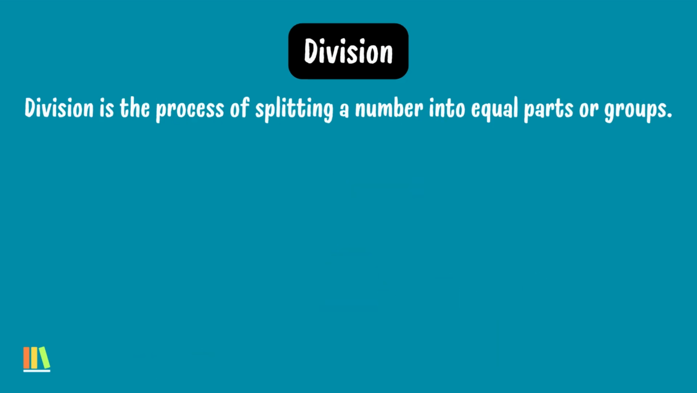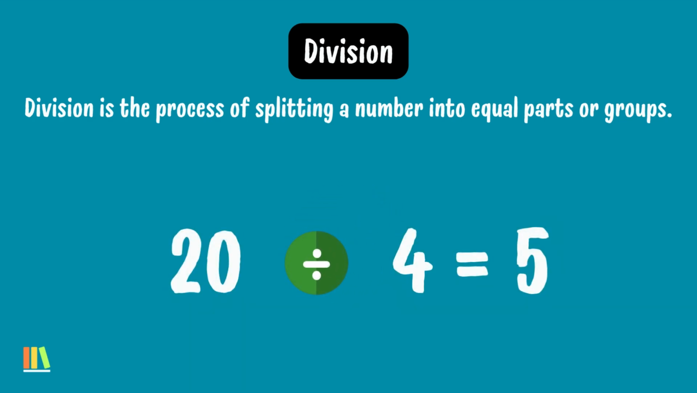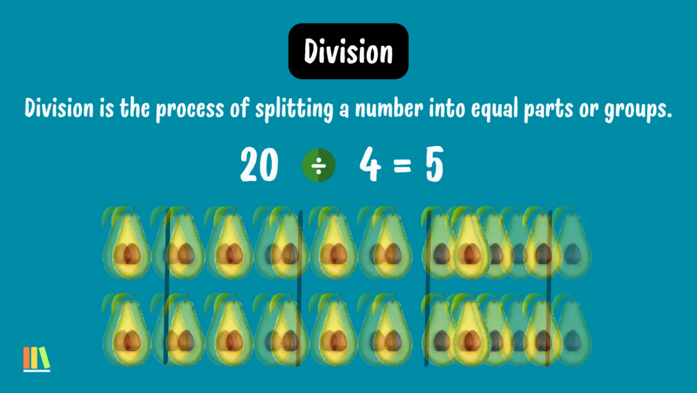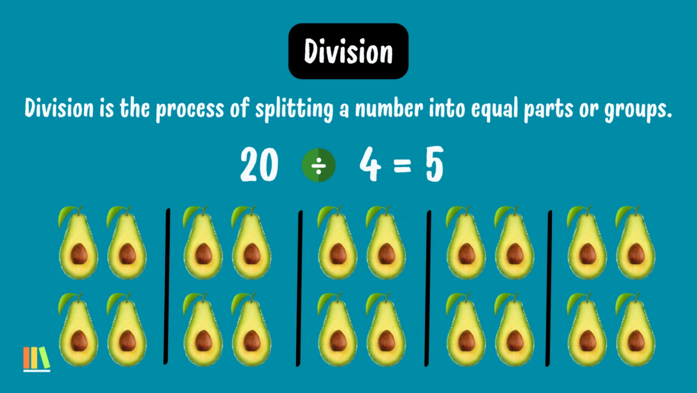Lastly is division. Division is the process of splitting a number into equal parts or groups. Symbol for division looks like this. Example equation. I have 20 avocados and I divide them by 4, which totals 5. When you divide 20 by 4, you are finding how many times 4 fits into 20, which is 5.